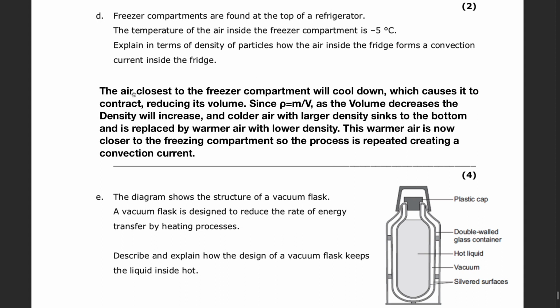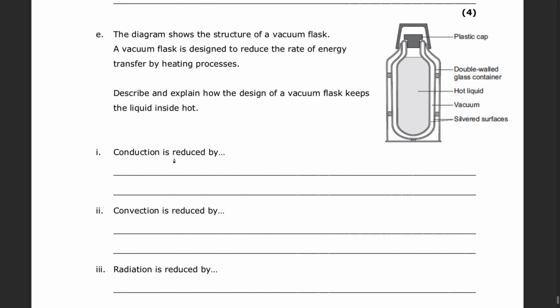So, the air closest to the freezer compartment will cool down, which causes it to contract, reducing its volume. Since ρ equals m divided by v, which means density equals mass divided by volume, as the volume decreases, the density will increase, and colder air with larger density sinks to the bottom, and is replaced by warmer air with lower density. This warmer air is now closer to the freezing compartment, so the process is repeated, creating a convection current.